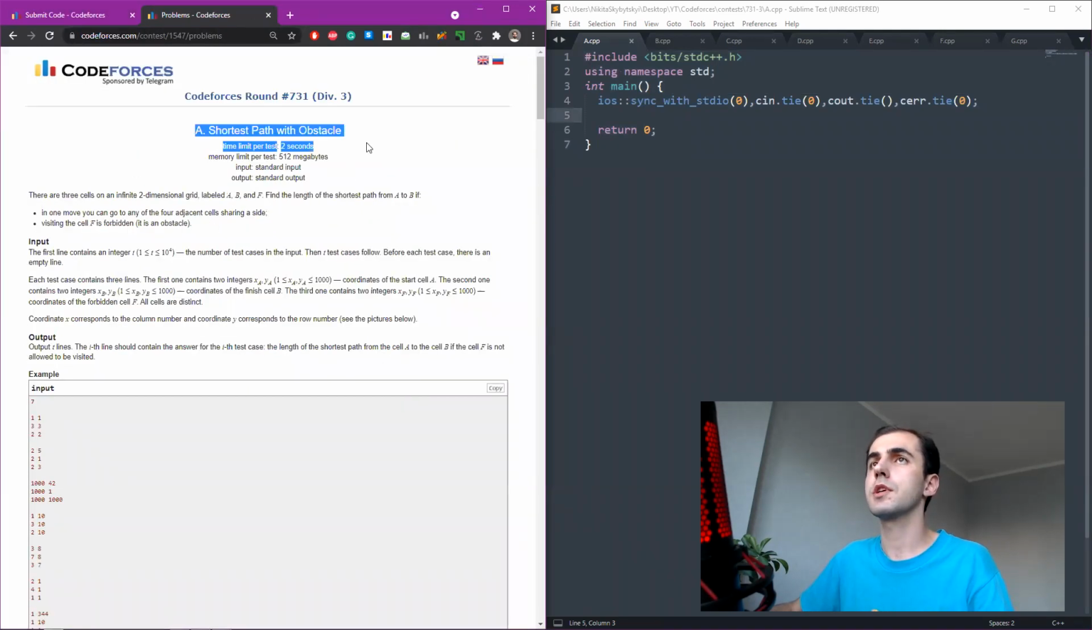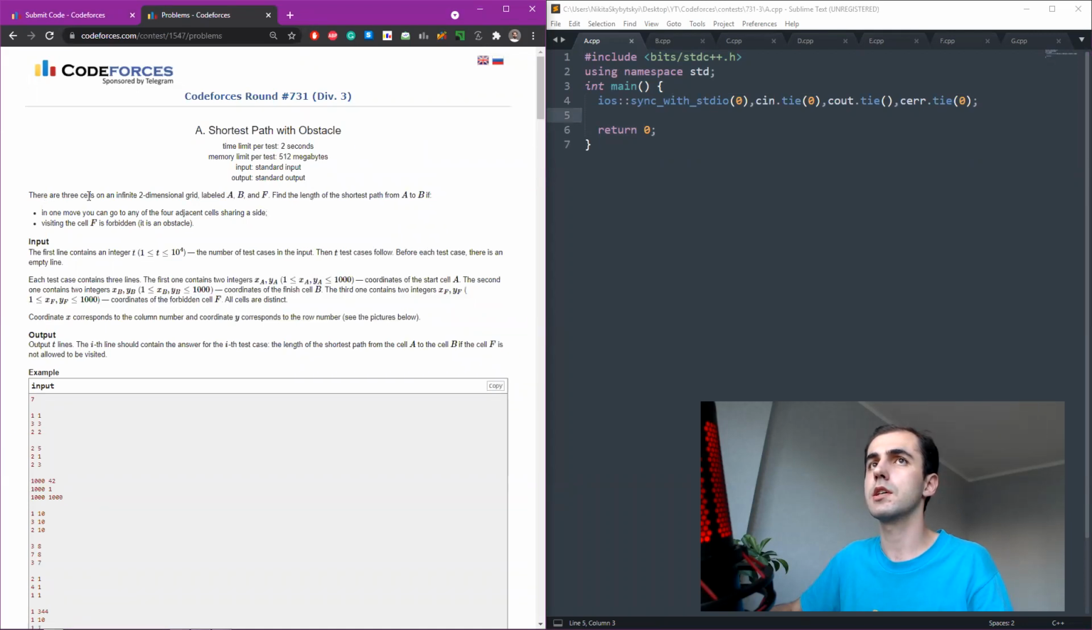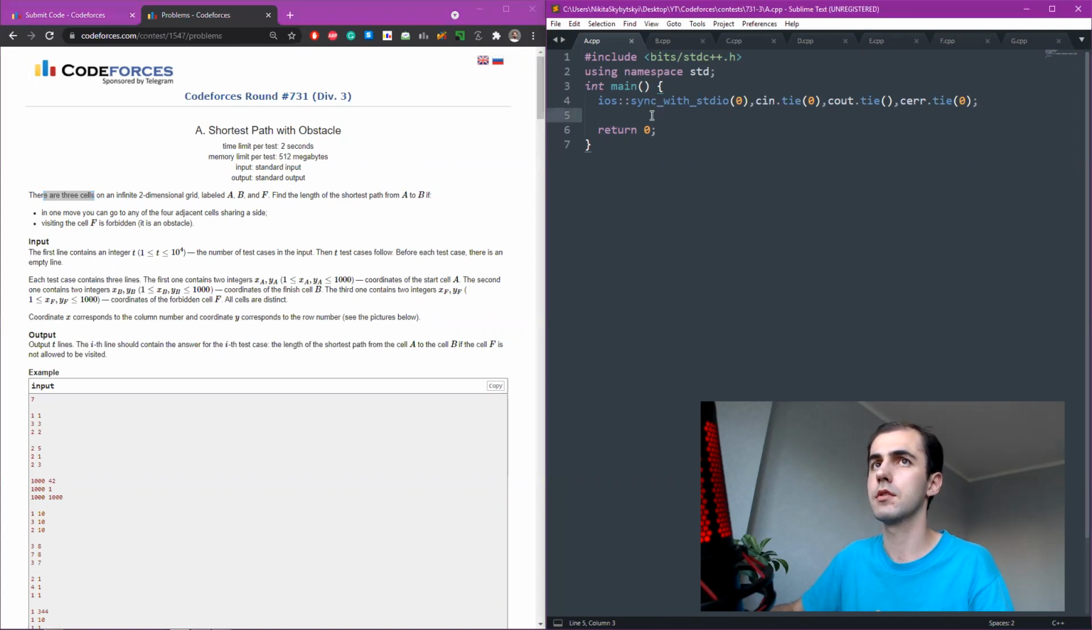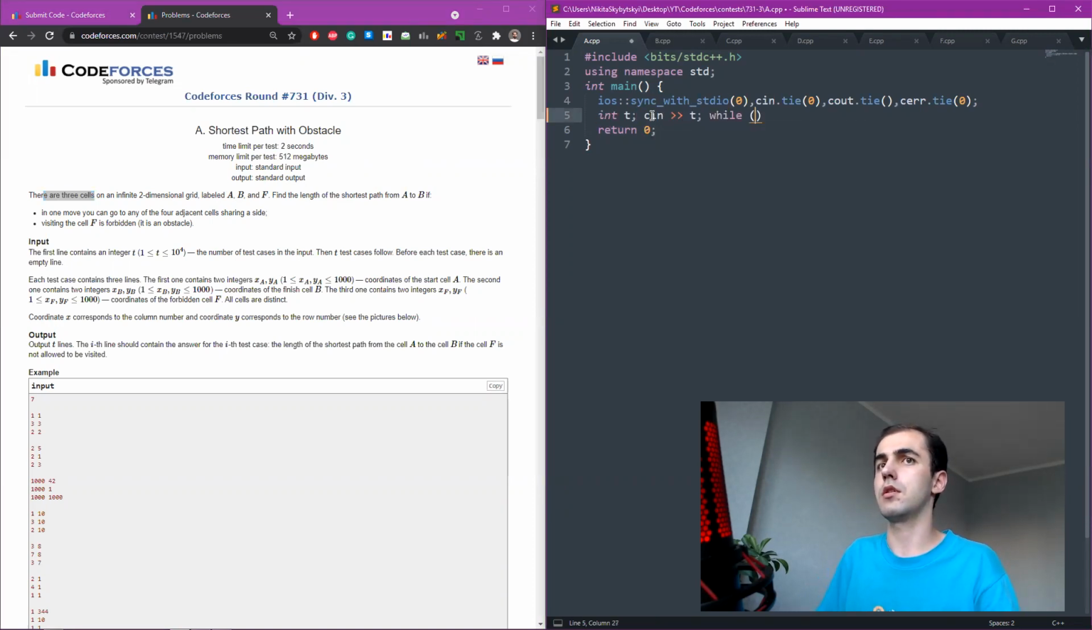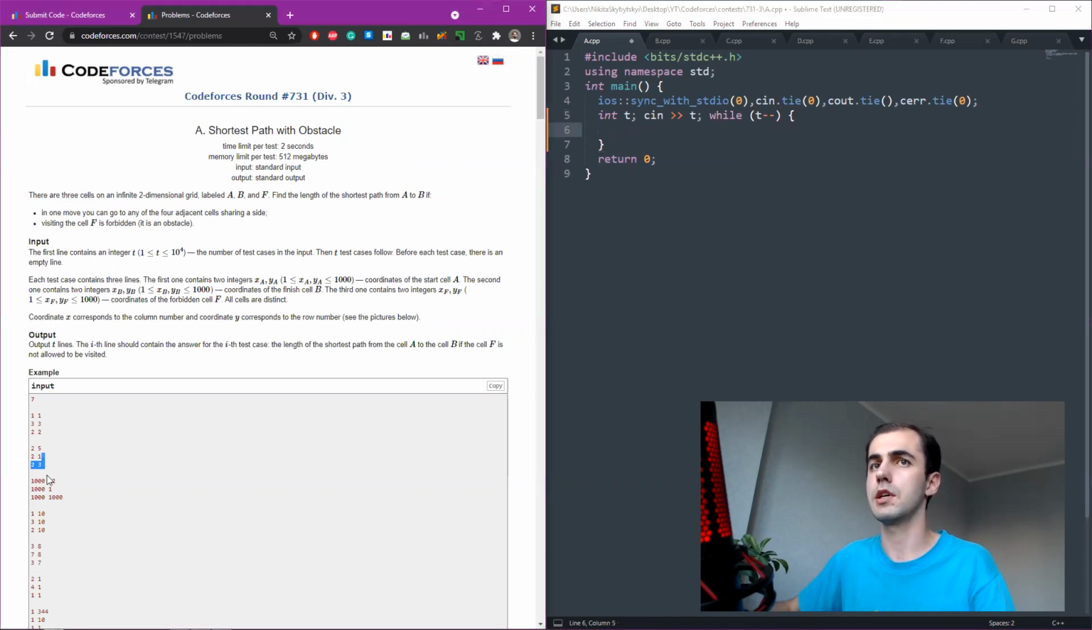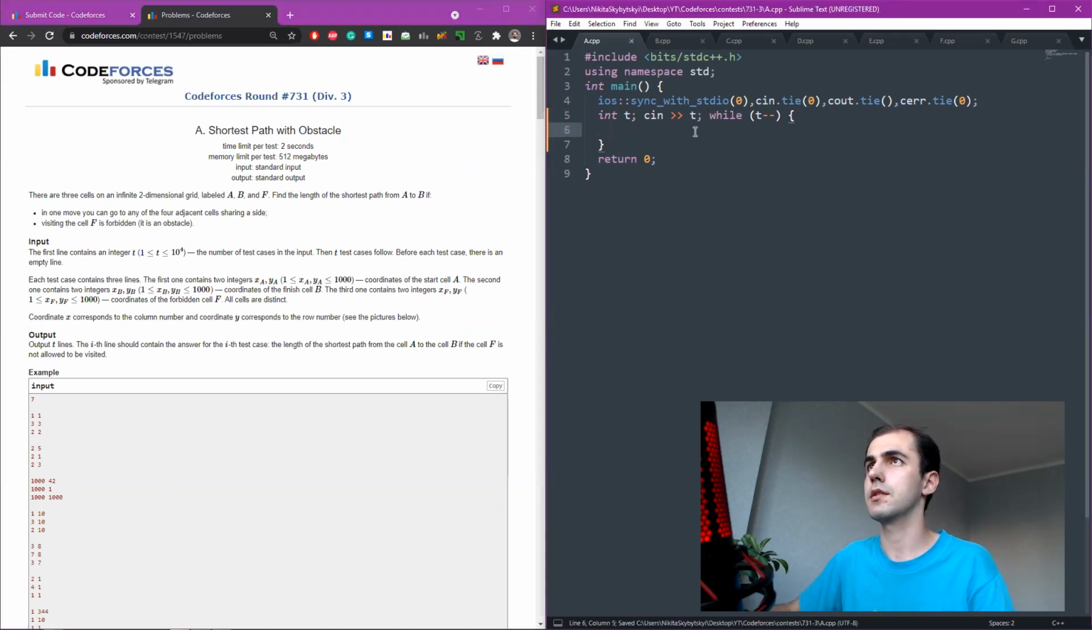Problem A, shortest path with obstacle. There are 3 cells on an infinite two-dimensional grid labeled A, B, F. And for what reason did they decide to put a new line here? That will stop a lot of Python users.